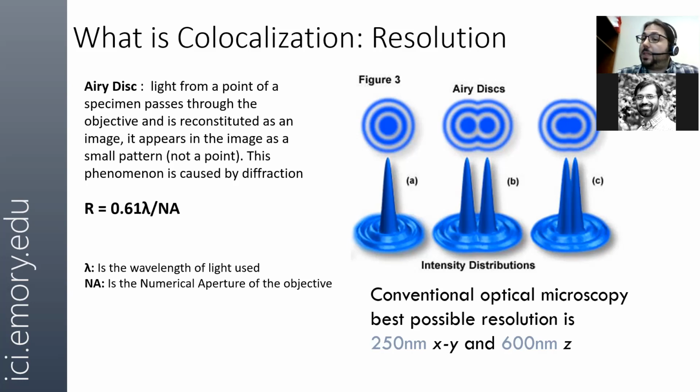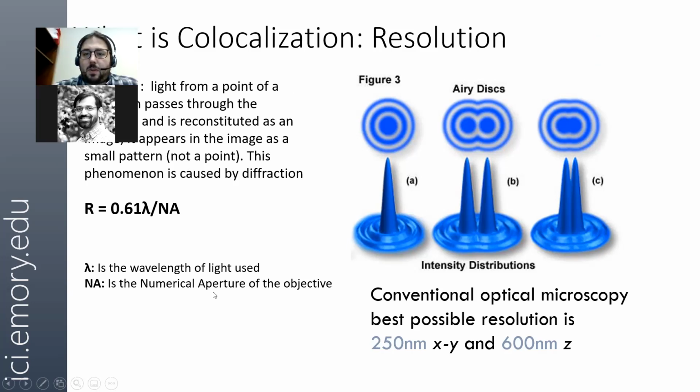So that's very small, but still it's much larger than some structures like proteins that we might be interested in looking at. The diagram here shows you that kind of diffraction. So part A is just a single point source. We're looking at it through an objective, and we see how that detail is kind of diffused slightly.